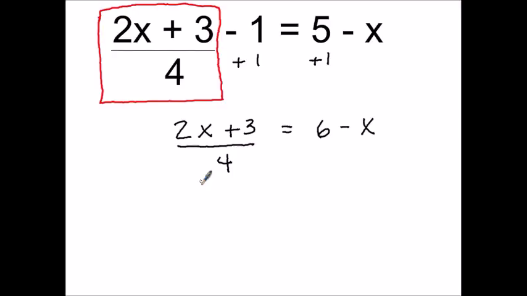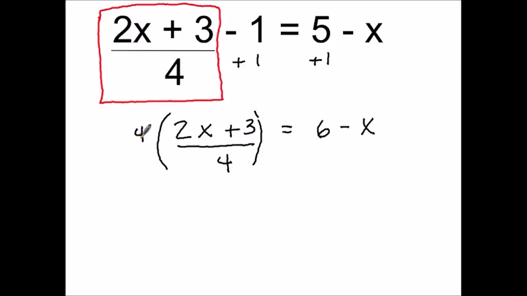Okay, so now we're going to concentrate on getting rid of this 4. This problem really wouldn't be too difficult if this 4 didn't exist. So I'm going to show you an easy way to get rid of it. I am going to multiply this entire side of the equation by 4.